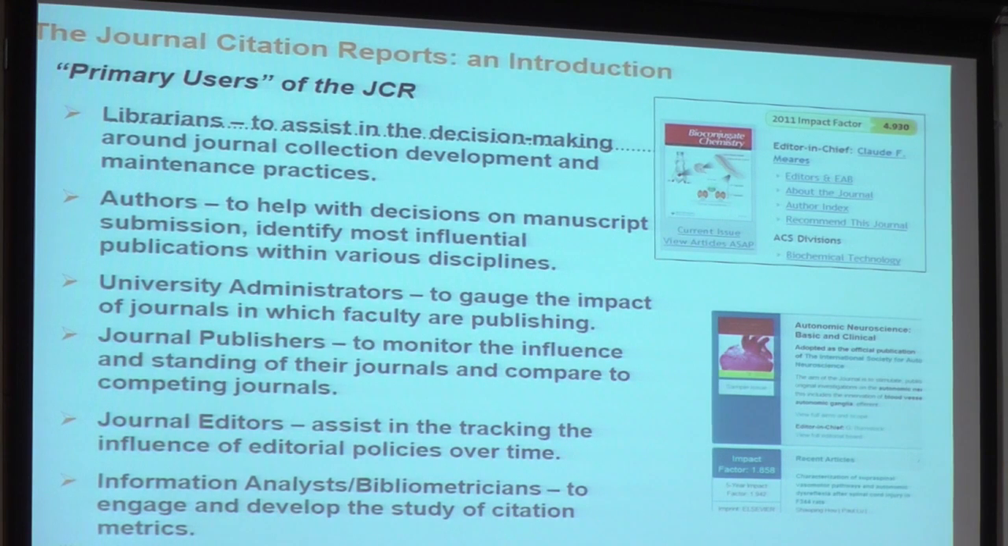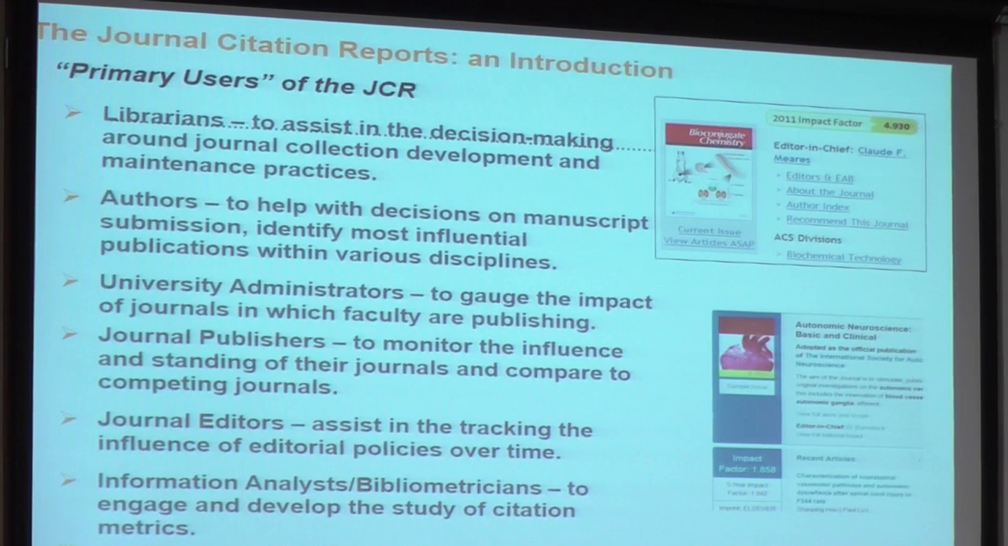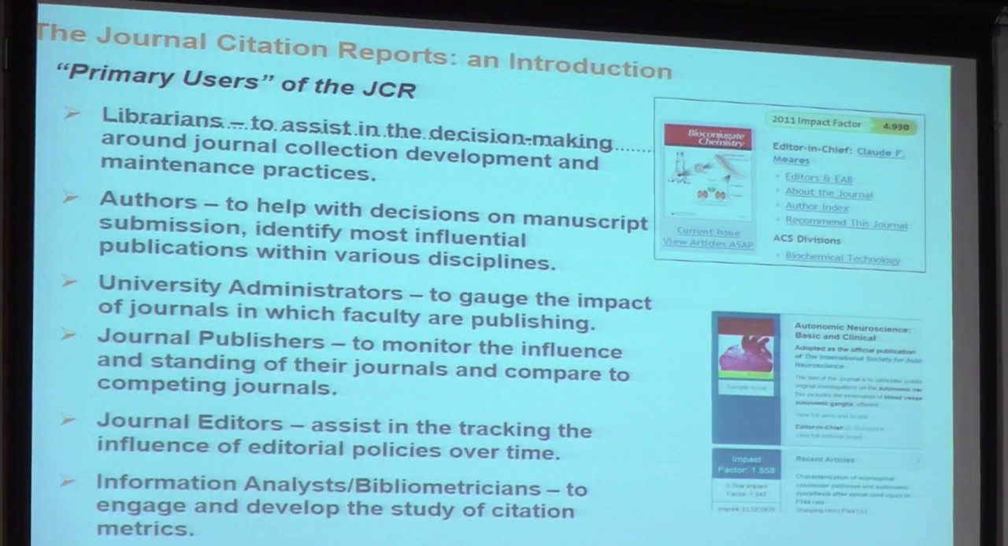The JCR initially came out to serve librarians for collection development. For authors, it helps you to make decisions on where you want to publish. And there are other things you can do with it as well. University administrators use it to gauge the impact of journals in which faculty are publishing. Journal publishers want to monitor what their own journals are doing, but they also want to monitor their competitor journals. Journal editors want to track the influence of their editorial practices over time, because they make changes in a journal. What happens then? What is the impact of that? And then also bibliometricians and information analysts want to engage and develop and study the citation metrics.